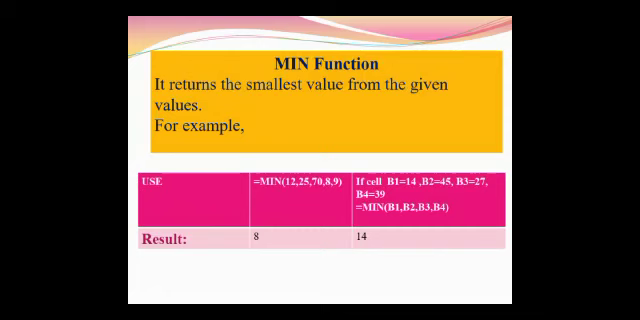Similarly, we have the MIN function, which returns the smallest value from the given values. =MIN(12,25,70,8,9). These are written in the bracket. So the least value among these numbers, that is 8, will be given as the result. If cell B1 contains 14, B2 contains 45, B3 contains 27 and B4 contains 39 and you write =MIN(B1,B2,B3,B4), the answer will be 14, which is the least value among these numbers.